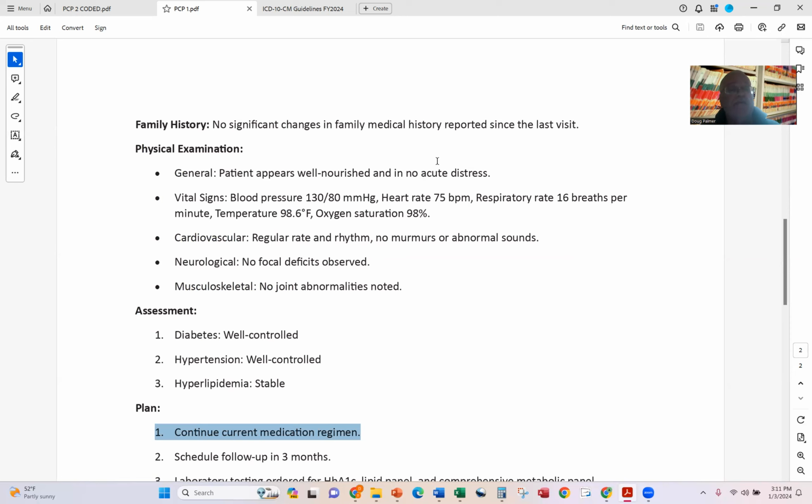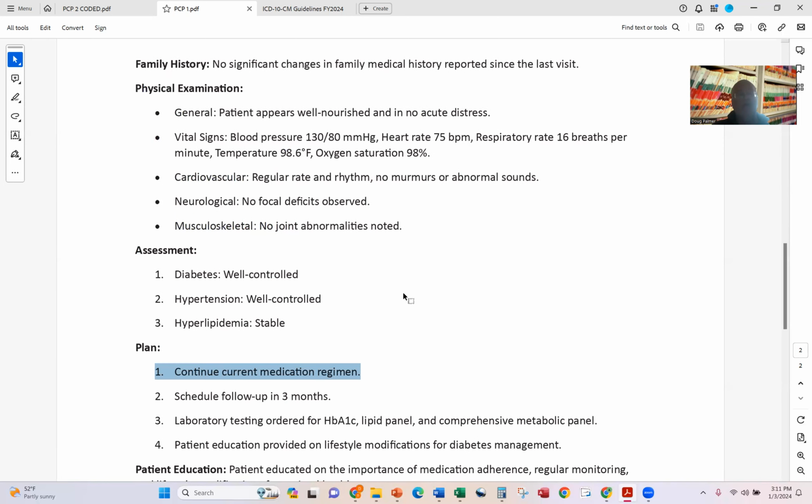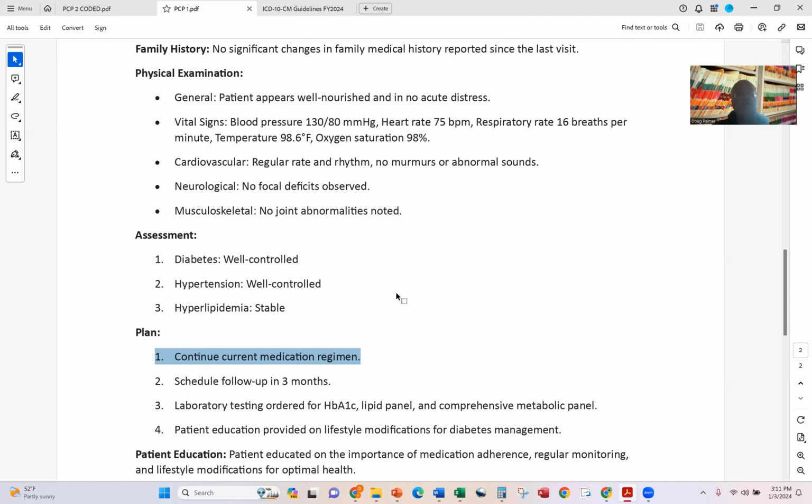We've got basic medical exam here, a physical exam, well-nourished, no acute distress, blood pressure. We got vital signs here. Everything looks fairly decent. Regular rate and rhythm for the cardiovascular, no murmurs or abnormal sounds. No focal deficits in neurological, and no joint abnormalities noted in musculoskeletal. And under the assessment, we have diabetes well-controlled, hypertension well-controlled, and hyperlipidemia stable.